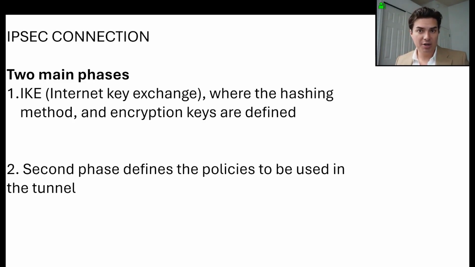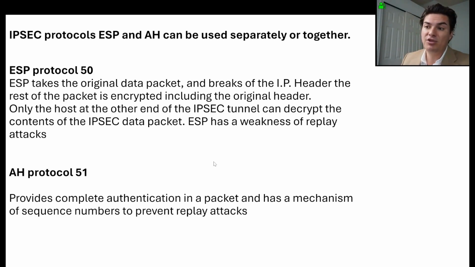With an IPsec security connection, there are two main phases. The first phase defines the internet key exchange, where the hashing method and the encryption keys are defined, and then the second phase defines the policies to be used in the tunnel. Those policies or protocols are ESP and AH. They can be used either separately or put together.